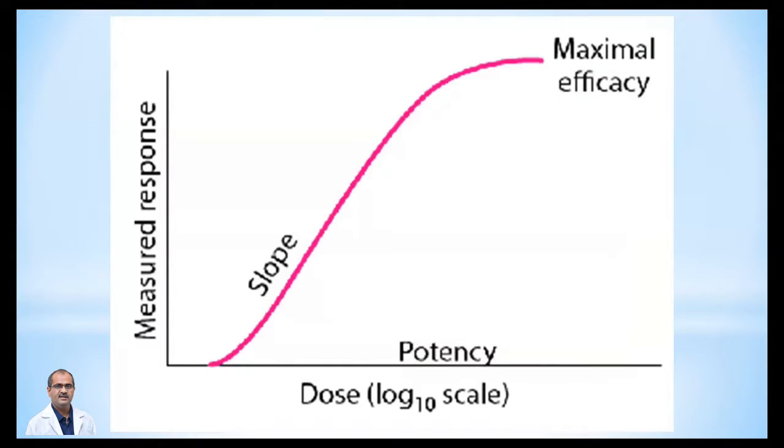Here you can see that the measured response is in percent. The dose is in log 10 scale. As the dose goes on increasing, the potency of that drug increases. This is the slope, meaning the minimal response has started at this dose, and it goes like this, and after reaching certain doses, the maximal efficacy will be obtained, and later there will not be any response. And once you withdraw the drug, it will come back to the baseline.